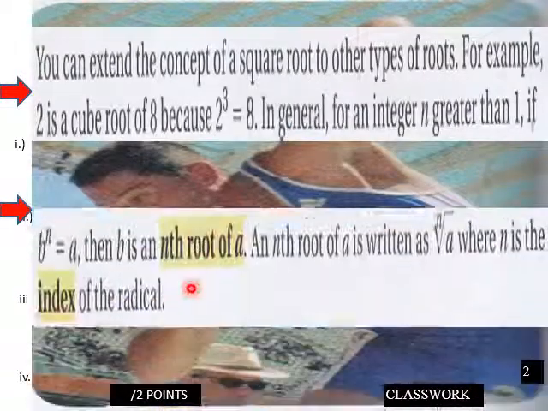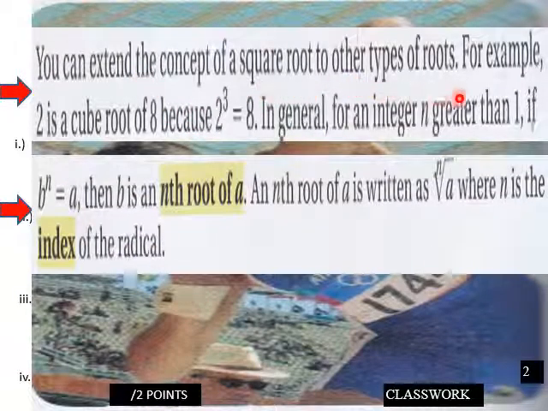Okay, so you can extend the concept of square root to other types of roots. For example, 2 is a cube root of 8 because 2 cubed equals 8. In general, for an integer n greater than 1, if b to the nth equals a, then b is an nth root of a. An nth root of a is written as the nth root of a, where n is the index. They call that the index of a radical. So this number here, or variable, is called the index.